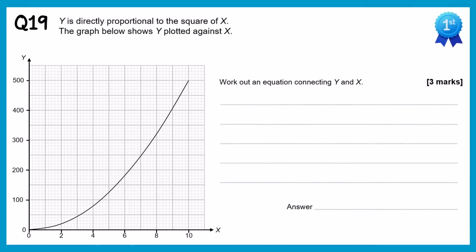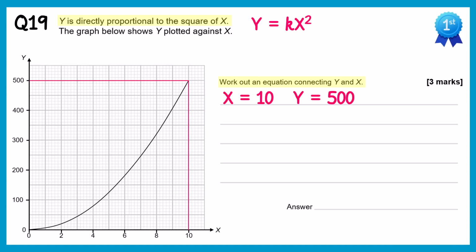In this question, we're told that y is directly proportional to the square of x, which means that we can write an equation y equals kx squared, where k is some constant number that we need to find. We then need to work out the equation connecting y and x, which means we need to find what this k value is. We can do this using the graph we've been given. If we look at the point that has an x value of 10, and check its y value, we see it's 500. So if x is 10, y will be 500.